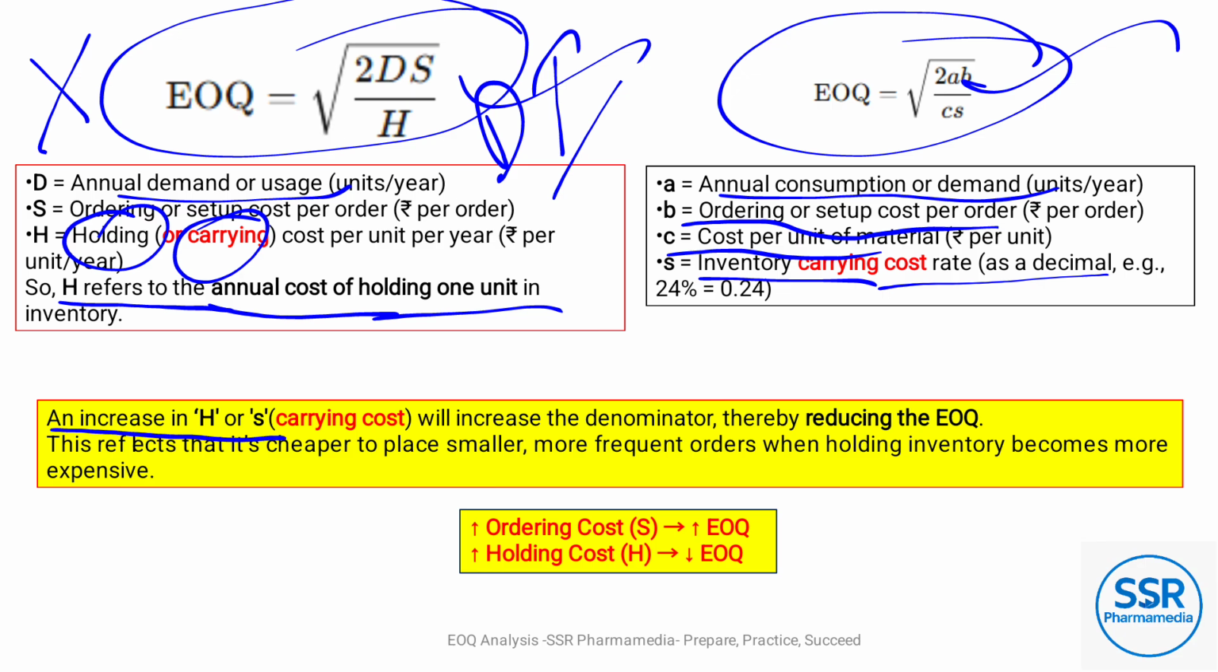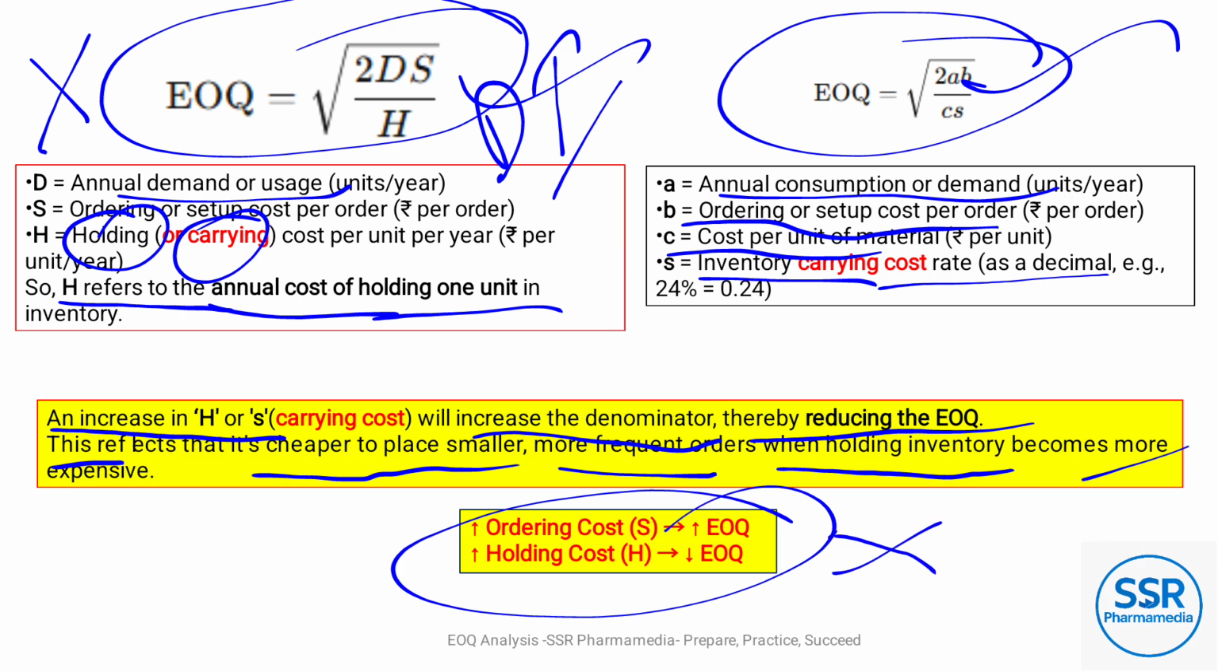So if H, the carrying cost, increases, it will increase the denominator, thereby reducing EOQ. This reflects that it is cheaper to place a smaller, more frequent order when holding inventory costs more. So it's very important. Increasing ordering cost increases EOQ. Increasing holding cost decreases EOQ. When the holding cost increases, what happens? EOQ, economic order quantity, decreases.